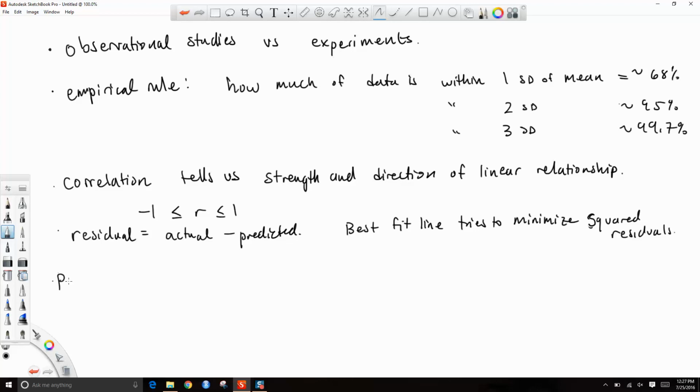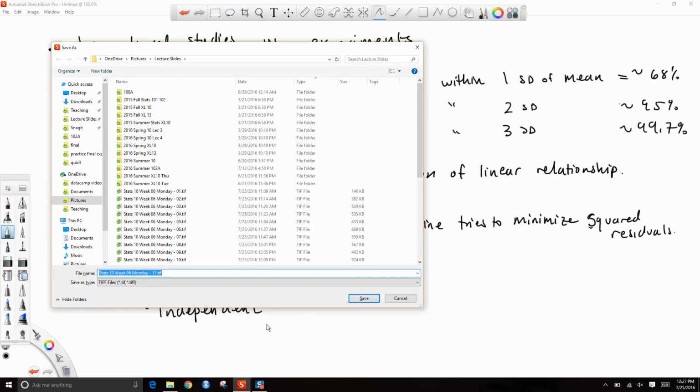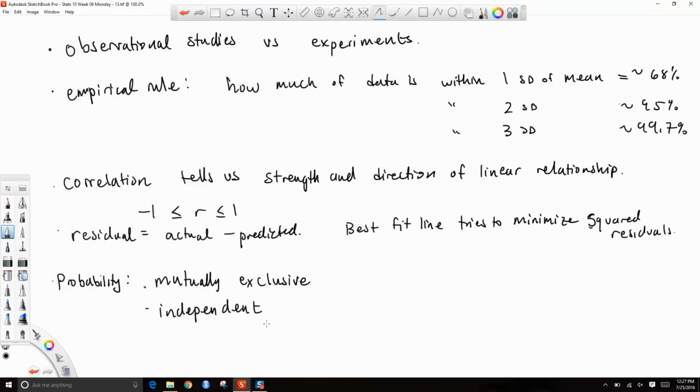Okay, so for probability, you should know what it means to be mutually exclusive. What does it mean to be independent? And how those things work out. I feel like that covers your pre-midterm stuff as far as conceptual things go. So I'd review the definitions and those things.